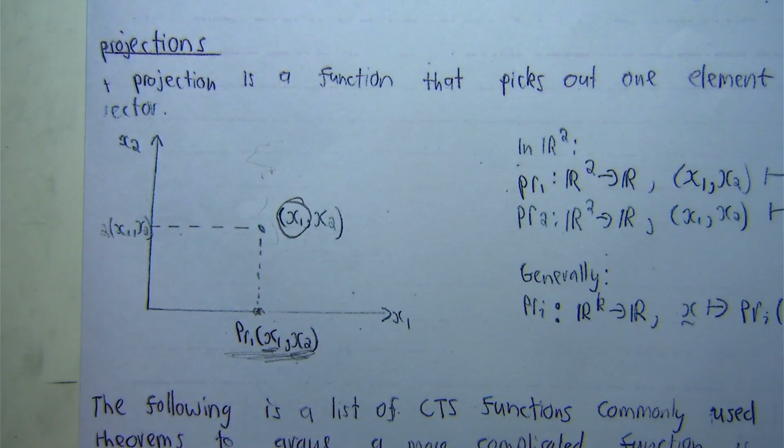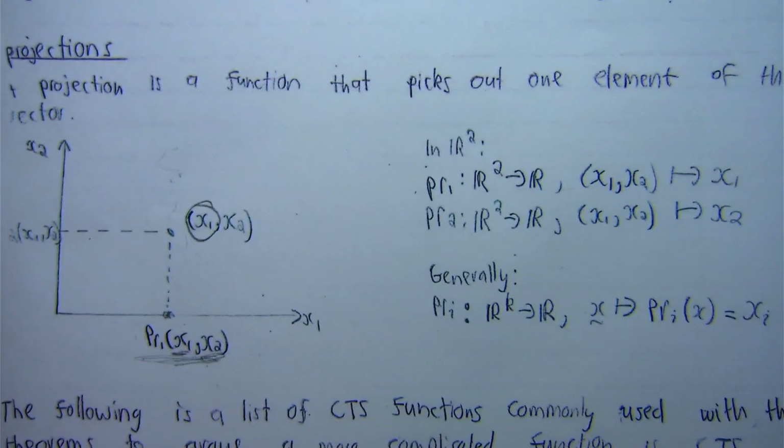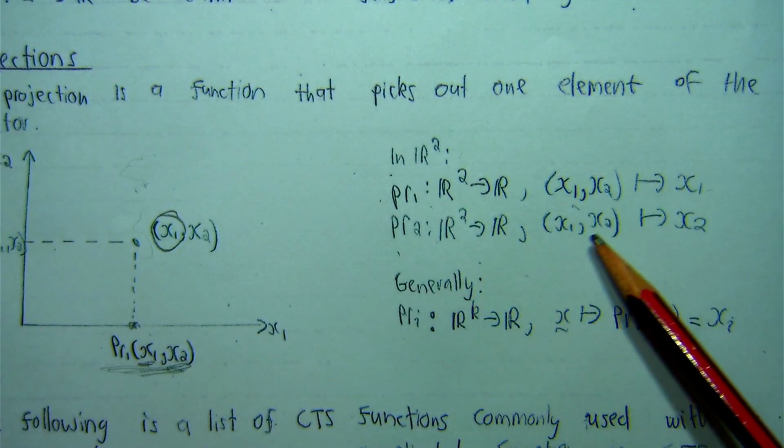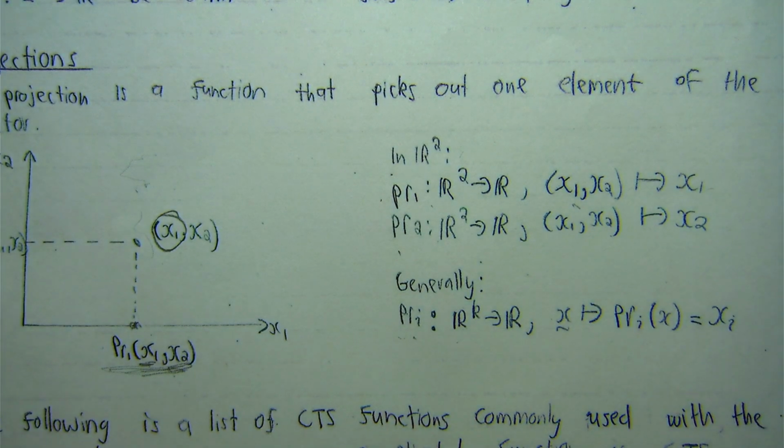And that is useful because we can take a function in two dimensions and then extract the x1 input and put it into a one-dimensional continuous function, and then we can extract the x2 input and put it into a one-dimensional continuous function, and then show that they together stack up to be continuous overall. So in R squared, projection 1 just takes x1, projection 2 takes x2, and then for R^k, projection i just takes xi, and that can be projection 6 if you had more than 6 dimensions.